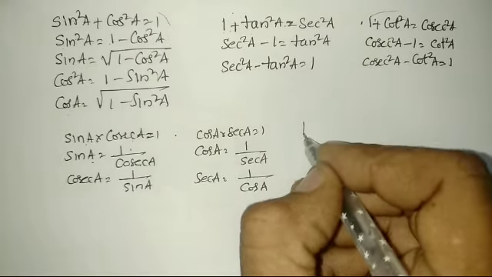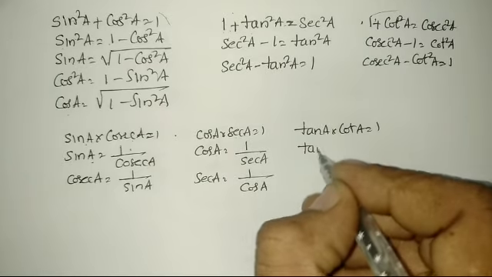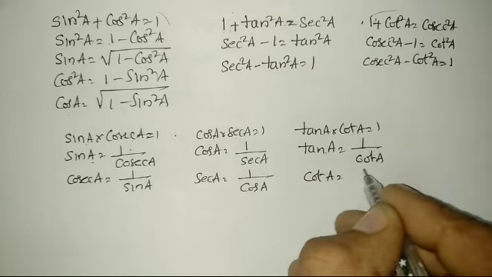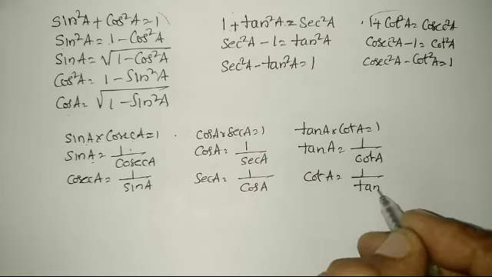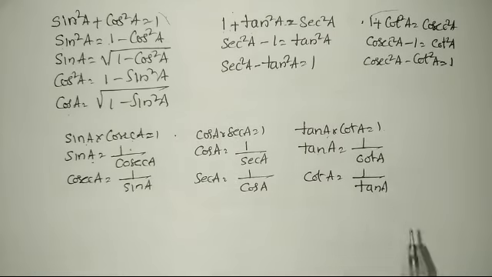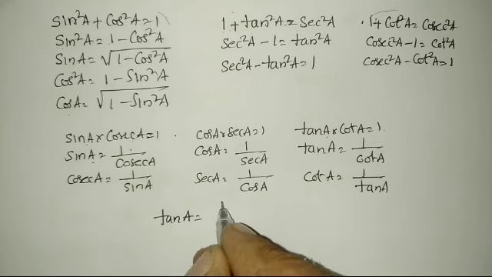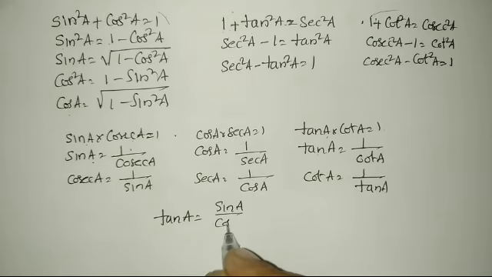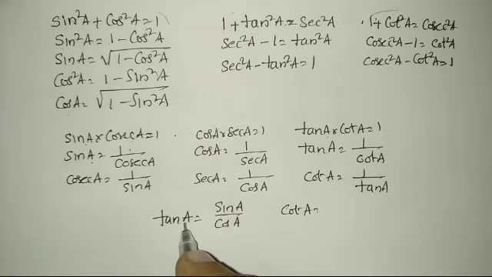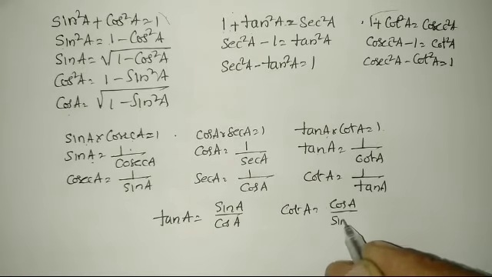And the next one is tan A into cot A equal to 1. From this we get tan A equal to 1 by cot A, and cot A equal to 1 by tan A. And again, tan A can be written as sin A by cos A, and cot A can be written as the reciprocal of tan A. When tan A equal to sin A by cos A, cot A equal to cos A by sin A.